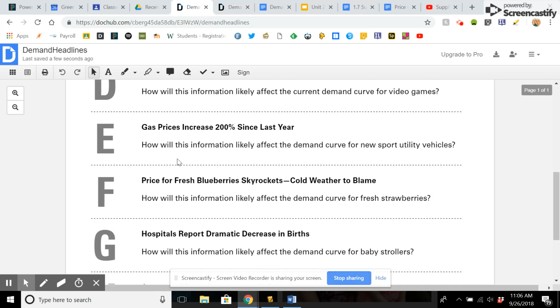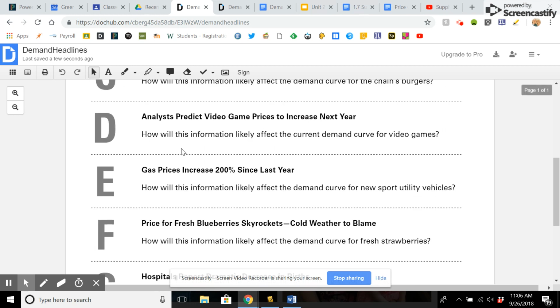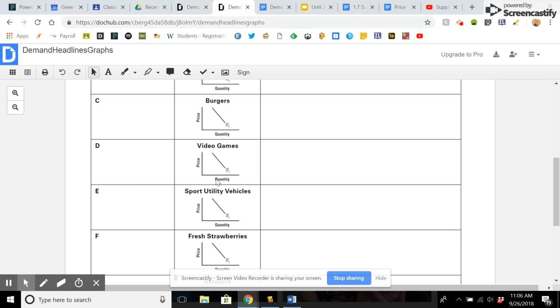Sport utility vehicles. Okay, here we go. Gas prices go up 200% since last year. Okay, if gas prices are incredibly high, people are not going to buy gas guzzlers. SUVs use a lot of gas. These are complement goods. This is a complement good, because when you buy an SUV, you also have to buy gas. You have to buy them together, okay? So if gas is really high, less people will purchase sport utility vehicles, the demand will go down, and the shifter here is complement goods.